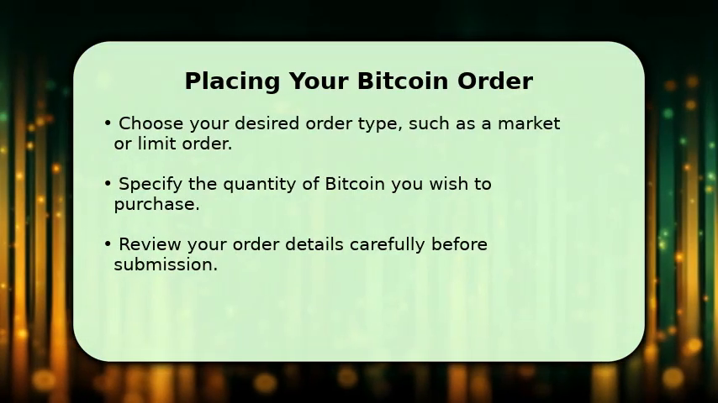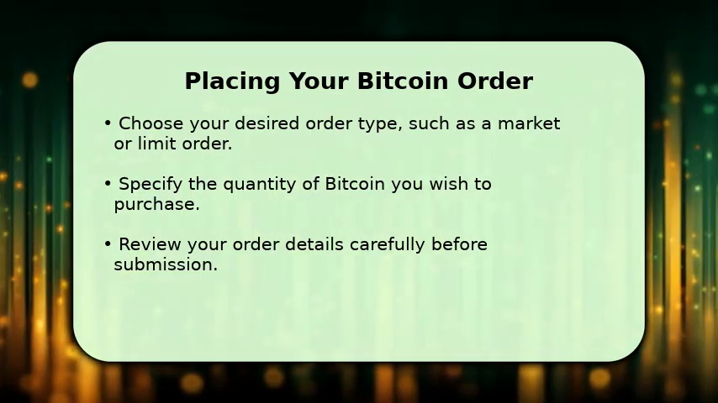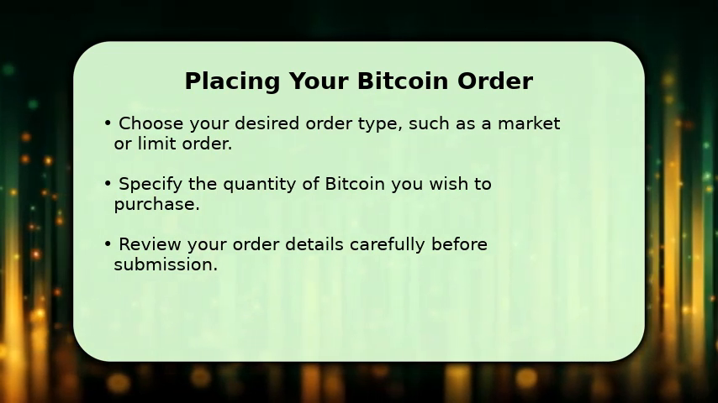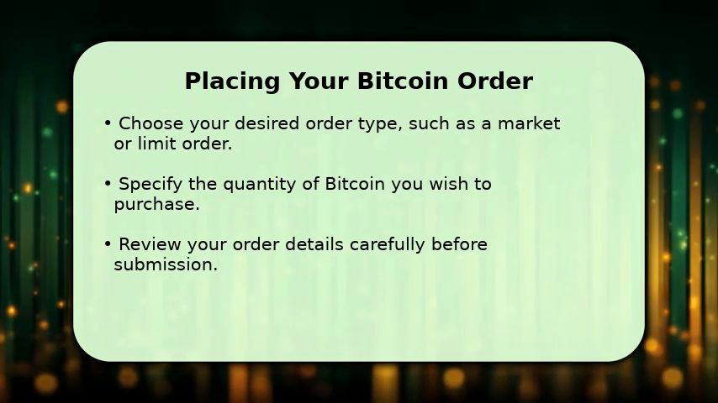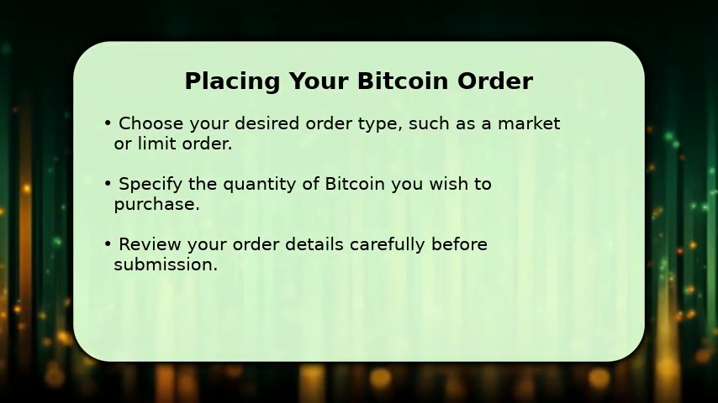Now it's time to place your buy order. You have several order types to choose from, including market orders for immediate execution at the current price, or limit orders to buy at a specific price or better. Enter the quantity of Bitcoin you want to acquire, perhaps 1/10 of a coin or even a smaller fraction.